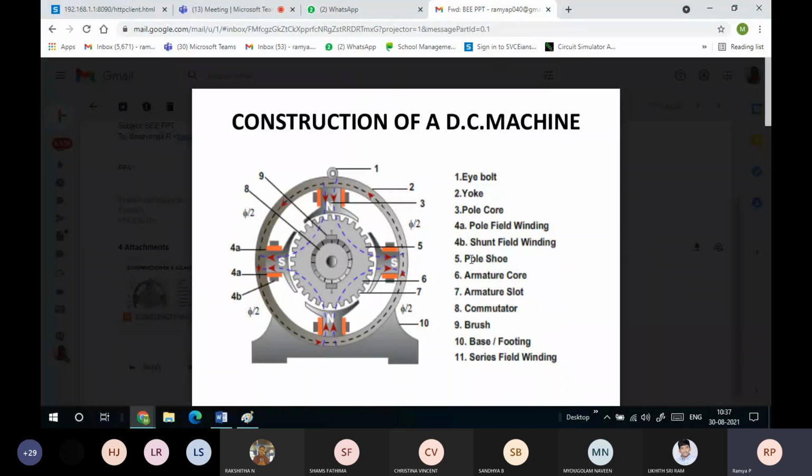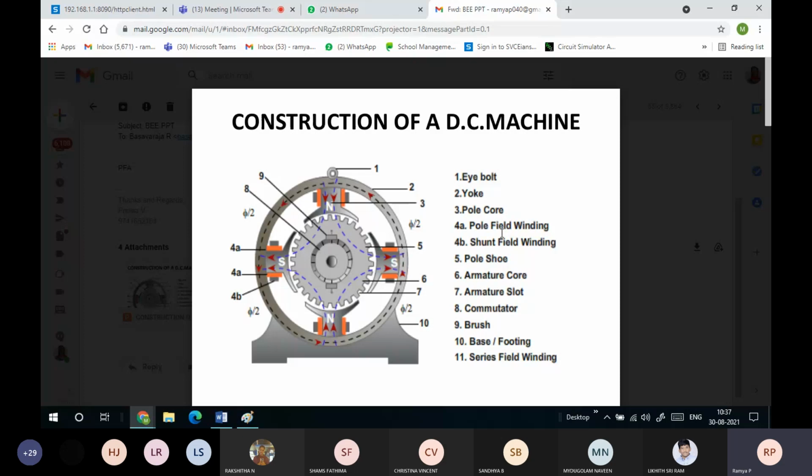This pole shoe also enlarges the area of the armature core here. See, this armature winding will be moving, and this pole shoe, which has a wider area, increases the area of the armature core to come across these flux lines. When it comes across the flux lines, that is necessary to produce a larger induced EMF. We get the larger EMF production just because of the pole shoe. And this is about your pole and the pole shoe.